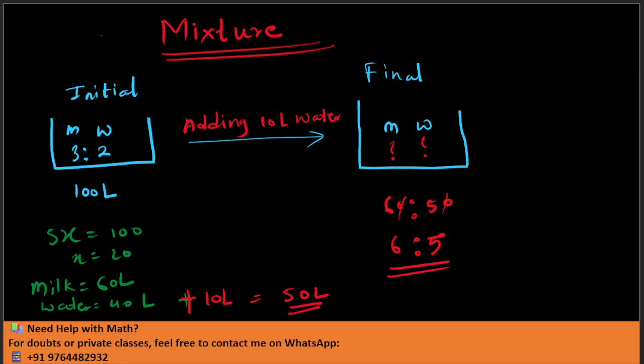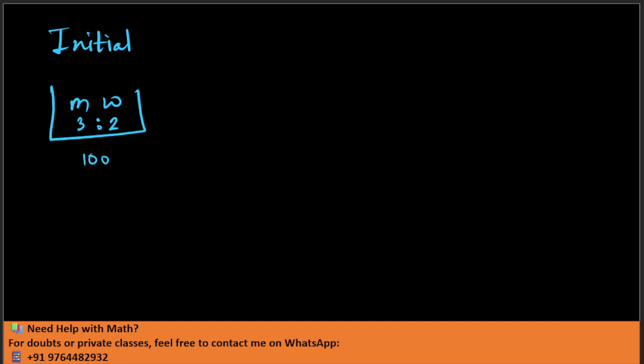Let's see the second type. Again I'm taking the same question. Initially we have milk and water in the ratio 3 is to 2, and 100 liter of the mixture. So here I have 60 liter of milk, and water I have 40 liter.